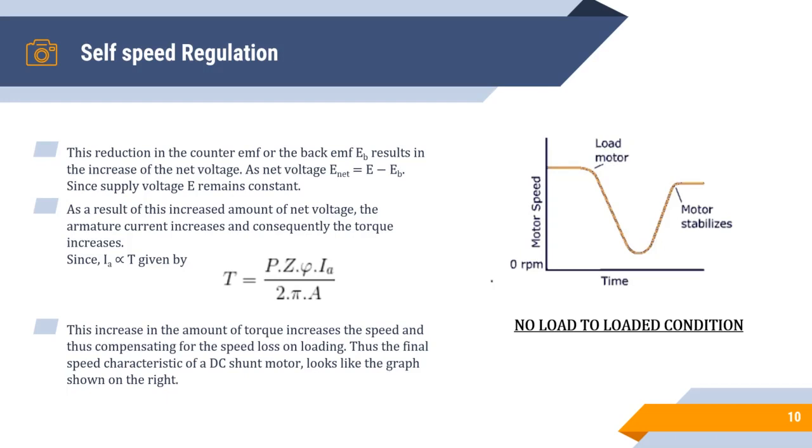Since torque T is directly proportional to Ia, given by T equals P into Z into phi into Ia divided by 2 pi A, this increase in the amount of torque increases the speed and thus compensates for the speed loss on loading. Thus the final speed characteristic of a DC shunt motor looks like the graph shown on the right.